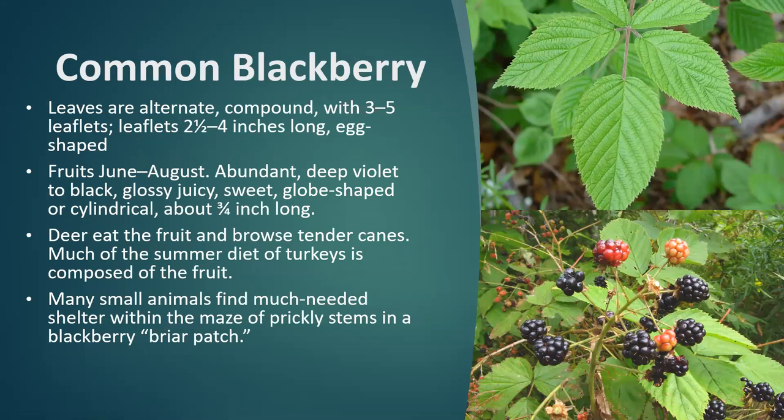Next one is common blackberry. The leaves on this are alternate compound with 3 to 5 leaflets. Leaflets are 2.5 to 4 inches long and egg-shaped. The fruits come up in about June to August, so right about now, and are abundant, deep violet, black blackberries. And they're really good.